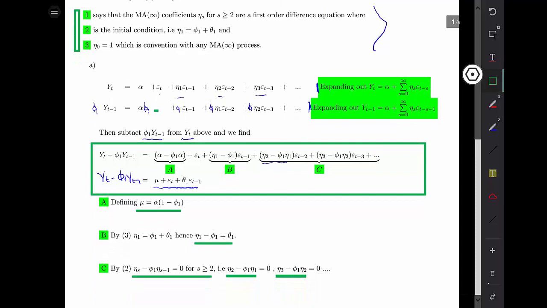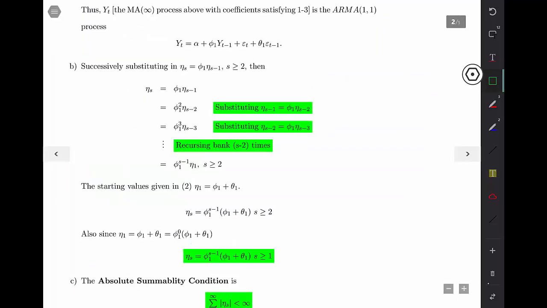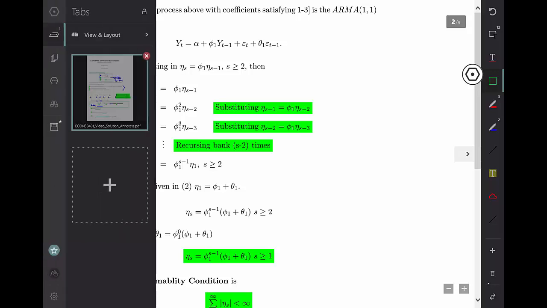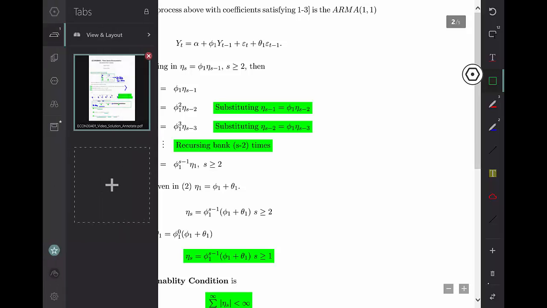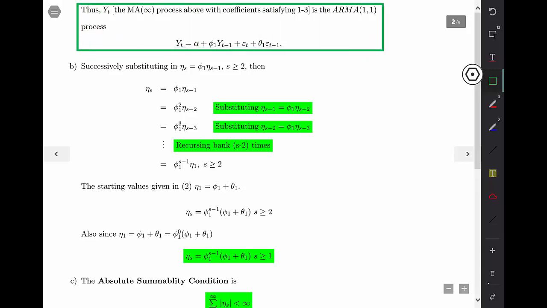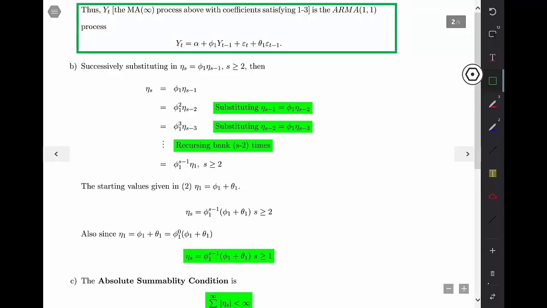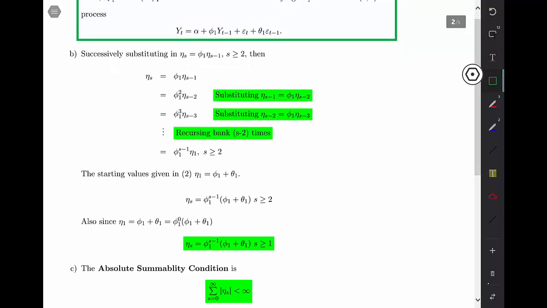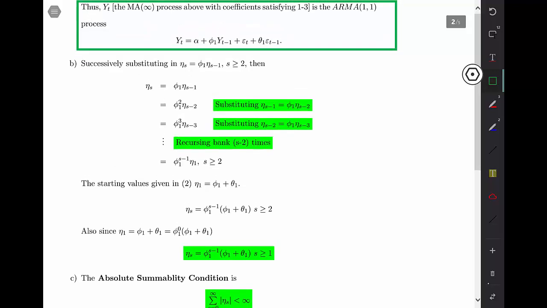Okay, so now moving on. We've just found that an MA infinity process with coefficients satisfying 1, 2 and 3 is the ARMA(1,1) process. So we now have the MA infinity form of the ARMA(1,1). We've got e0, it's 1. We're told what e1 is. We now need to solve for the remaining e_s.